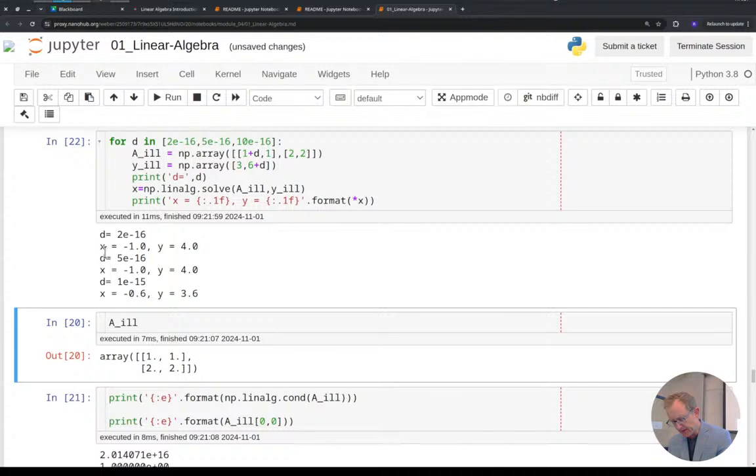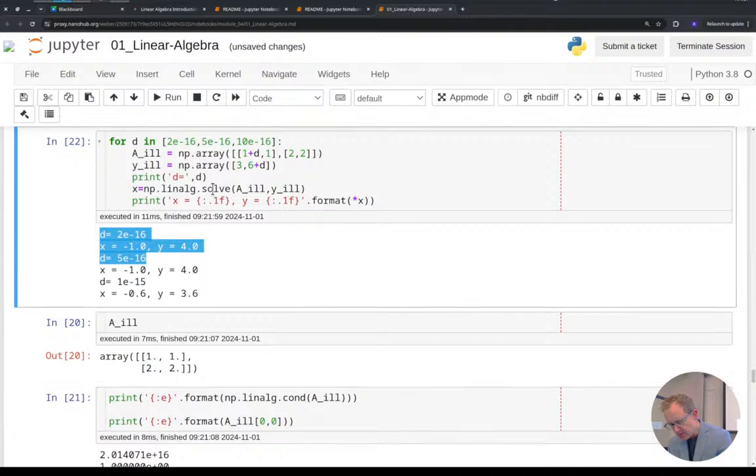As this d number keeps decreasing, it's kind of weird. If we're working our way backwards, it starts off at 0.6 and 3.6 and then goes into 1 and 4, negative 1 and 4. So the answer is changing. I mean, it should change a little bit, but d is really small, so it should be basically the same number.